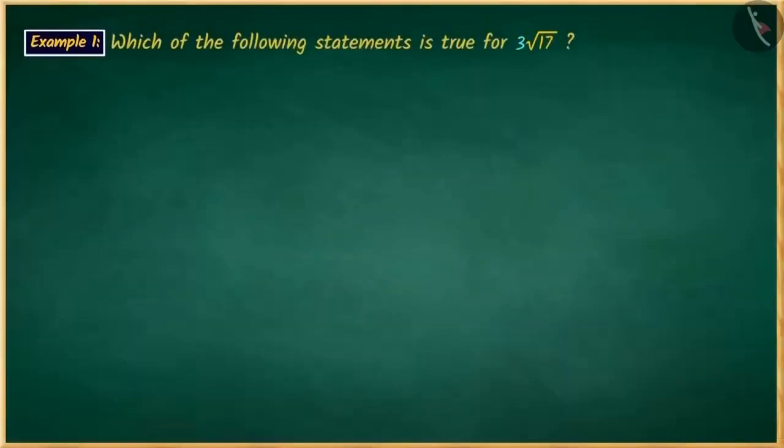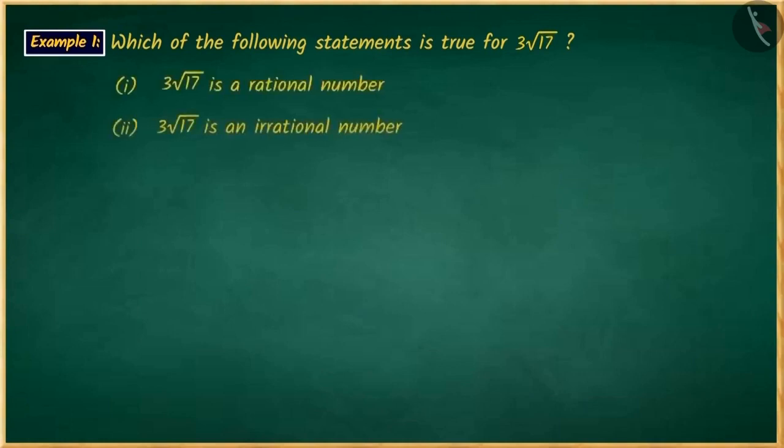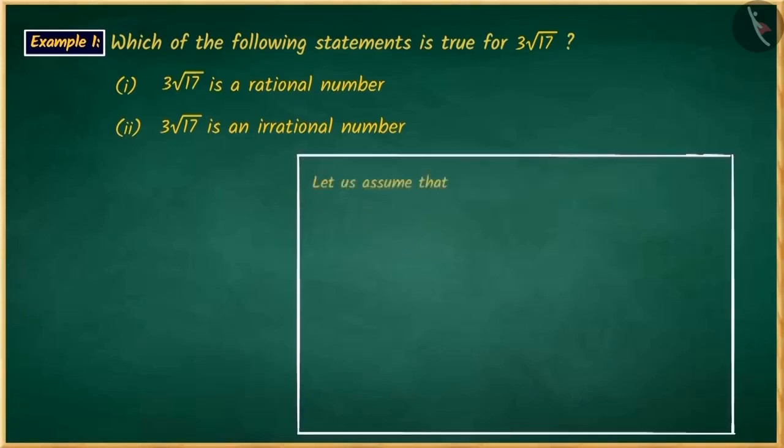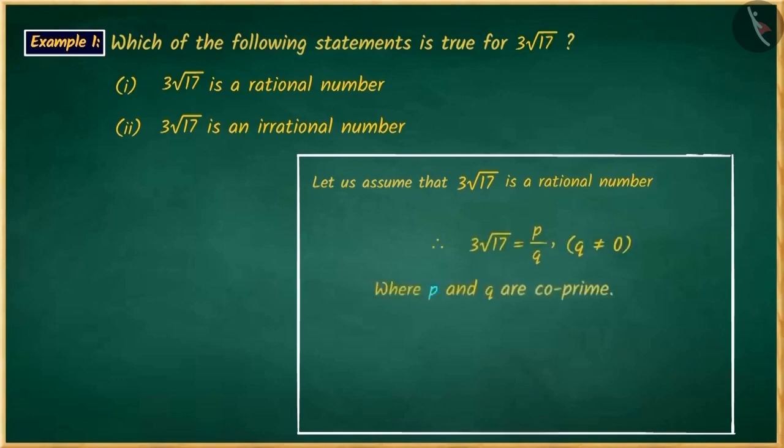Which of the following statements is true for 3 square root 17? Pause the video to solve the question, solve it, and then match your answer. Let us first assume that 3 square root 17 is a rational number. So, we will write it as follows, where P and Q are co-prime numbers, and P and Q have no common factors other than 1.